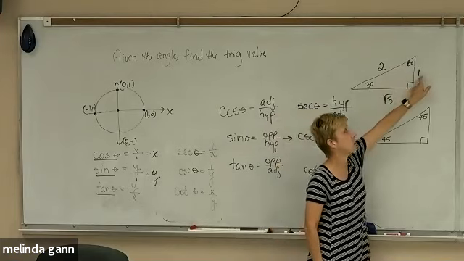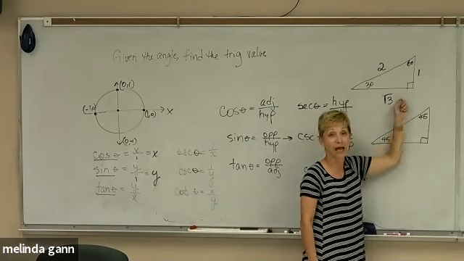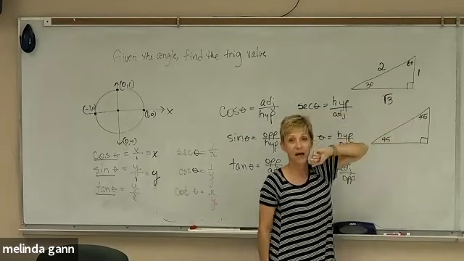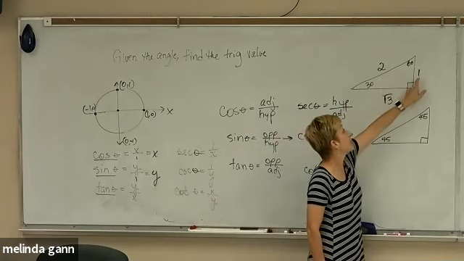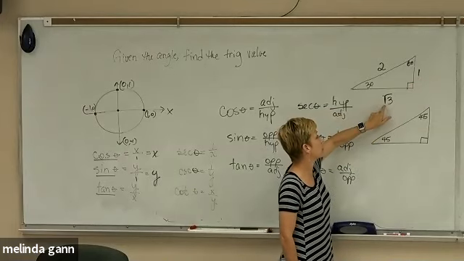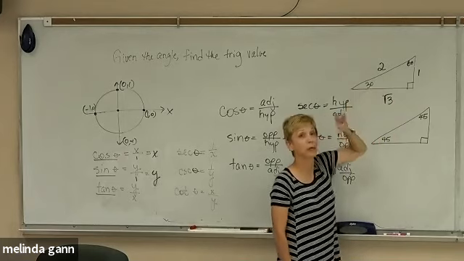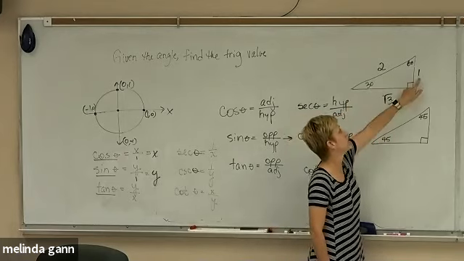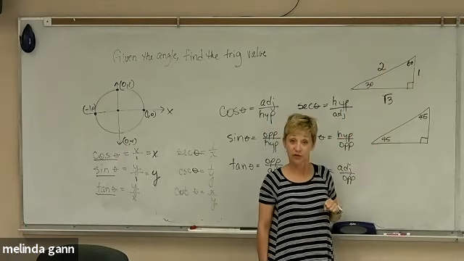But this is your short leg. Remember, the two sides where the right angle is formed are your legs. The side across from the right angle is your hypotenuse. So the side across from 30 is your short leg, and your long leg is the square root of 3 times your short leg. And then your hypotenuse is double your short leg. So if this is 1, that turns into a 2. So you need to memorize that if you're going to use triangles.